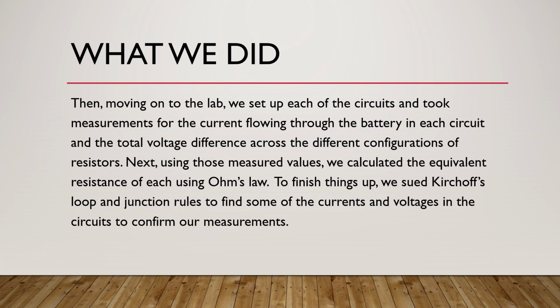Moving on to the lab, we set up each of the circuits that we did calculations for in the pre-lab, and we took measurements for the current flowing through the battery in each circuit and measured the total voltage difference across the different configurations of resistors, and used those measured values to calculate the equivalent resistance using Ohm's law. So we basically just did the reverse of what we did in the pre-lab. In the pre-lab, we used the equivalent resistance to calculate current. This time we used current and voltage to calculate resistance with Ohm's law.